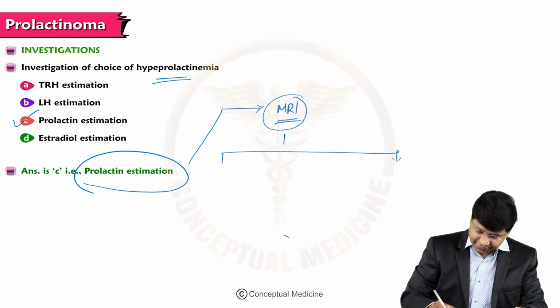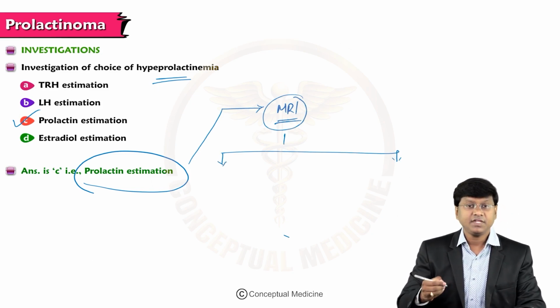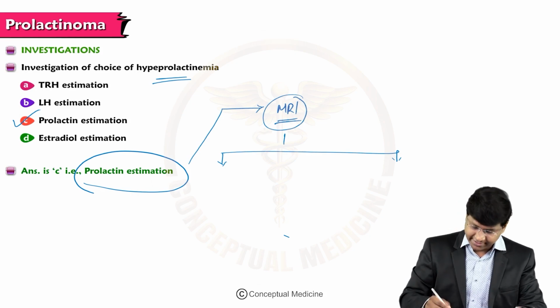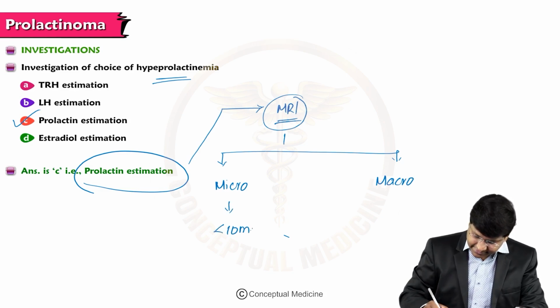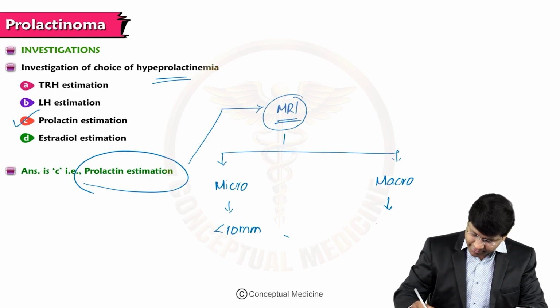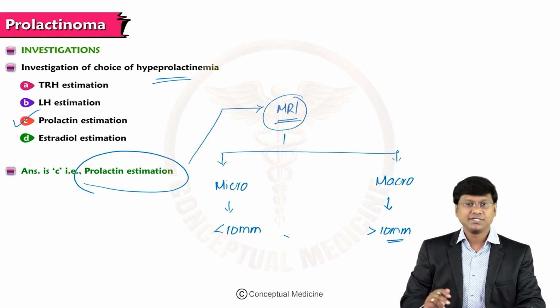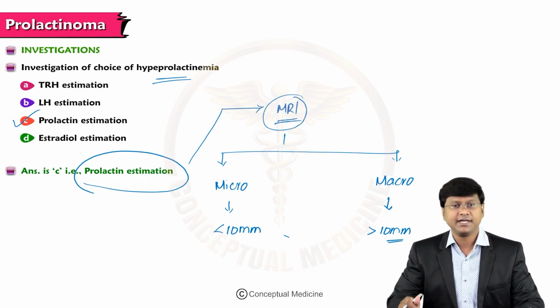Now, what is the purpose of doing the MRI of the pituitary gland? By doing the MRI of the pituitary gland, if you are suspecting prolactinoma, you have to look for the size of the pituitary gland. You have to make out whether it is microadenoma or macroadenoma, right? Microadenoma, as I have said previously, is less than 10 mm, whereas macroadenoma is more than 10 mm. That is the difference between microadenoma and macroadenoma.